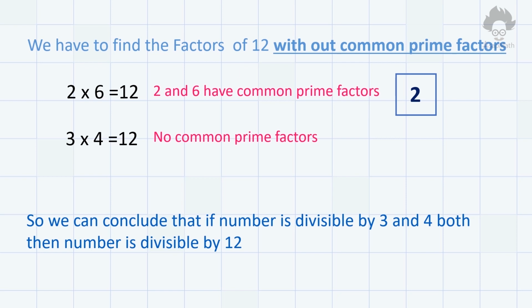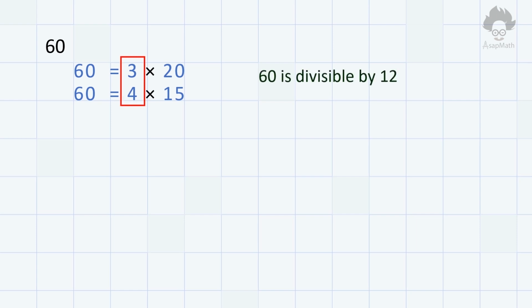We will consider a few examples. 60 is divisible by 3 and it is also divisible by 4. So we can conclude that it is divisible by 12. 450 is divisible by 3, but it is not divisible by 4. So it is not divisible by 12.